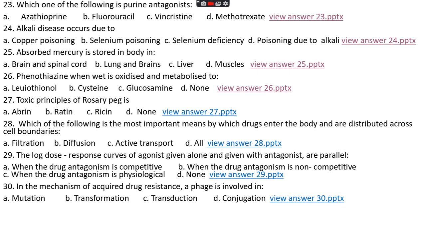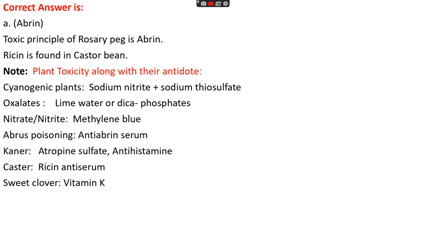Question number 27. The toxic principle of rosary pea is: option A, abrine; option B, ratine; option C, ricin; option D, none. The right answer is option A, that is abrine. Ricin is the toxin which is mainly found in castor bean.